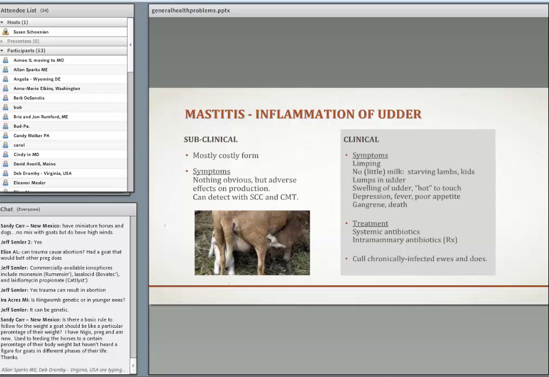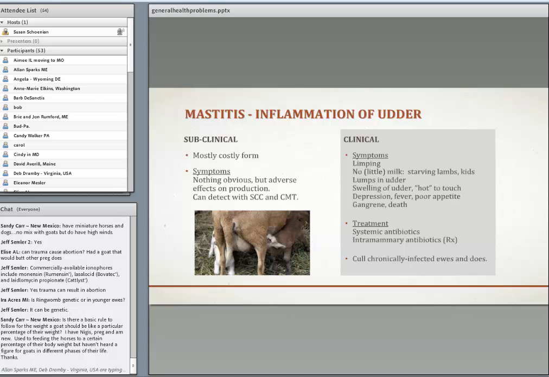Mastitis is an inflammation or infection in the udder. It's kind of like coccidiosis. There's two kinds, subclinical and clinical. The more costly is probably the subclinical. You don't see anything, but less milk is being produced. It has an effect on production, on performance. You can detect mastitis with somatic cell counts, and CMT, which stands for the California Mastitis Test.